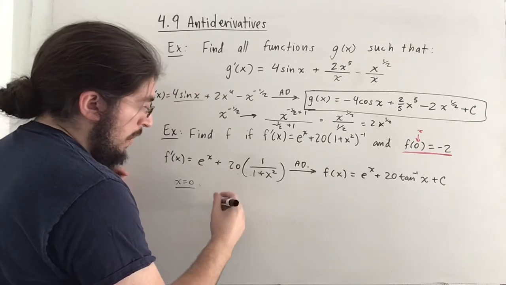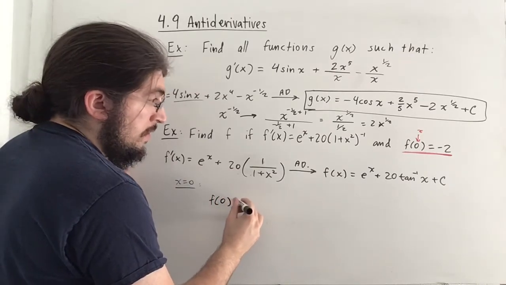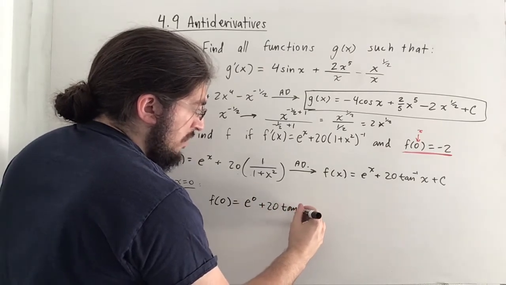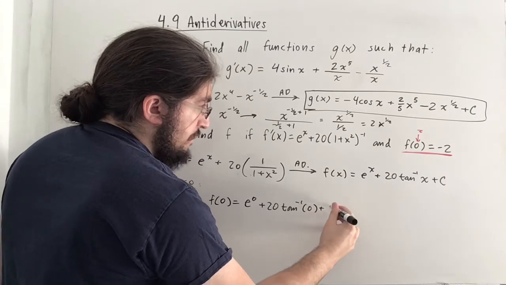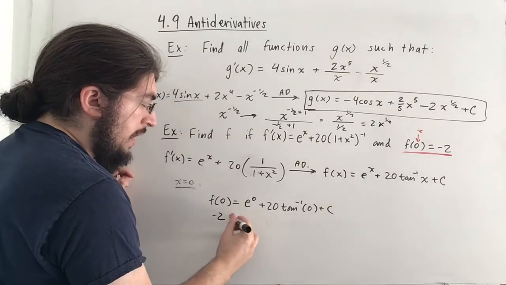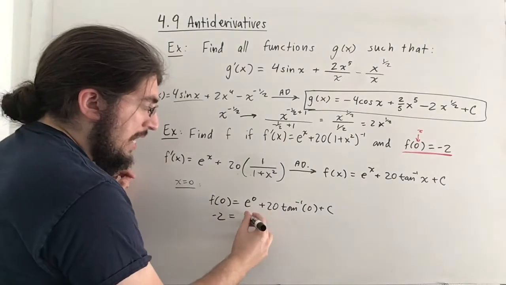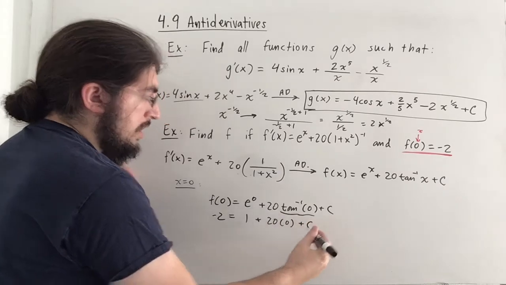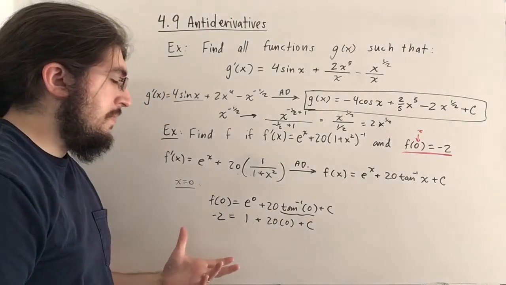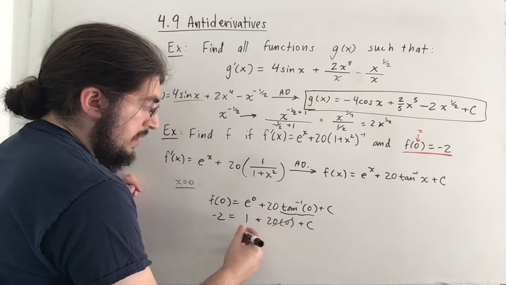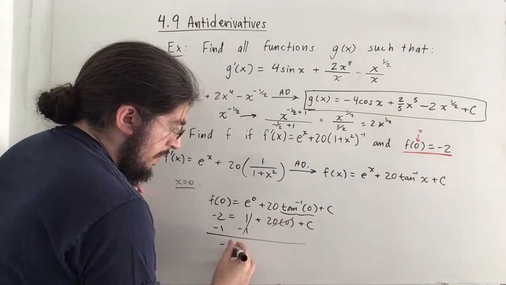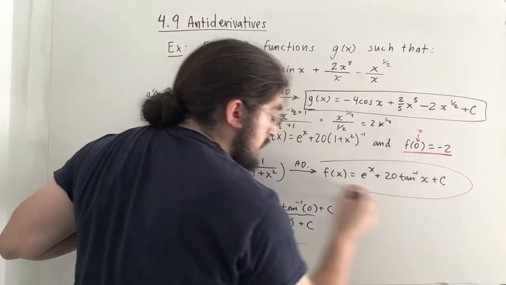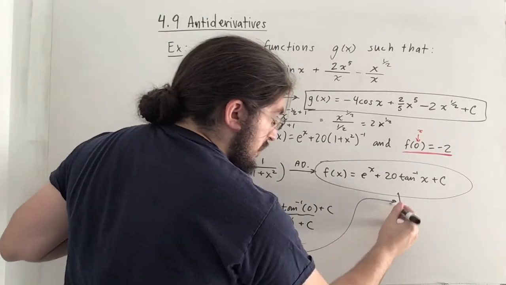Let's see. We end up getting f of 0 over here equals e to the 0 plus 20 tangent inverse of 0 plus c. Now, f of 0 is negative 2, sorry. e to the 0 is 1. Tangent inverse of 0 is 0, so that's 20 times 0. And then plus our constant c, which is not affected by any change in x. Now this is 0, c plus 1 is this. Subtract 1, you get c is negative 3.